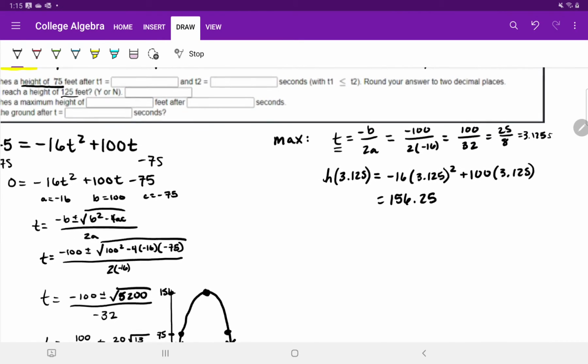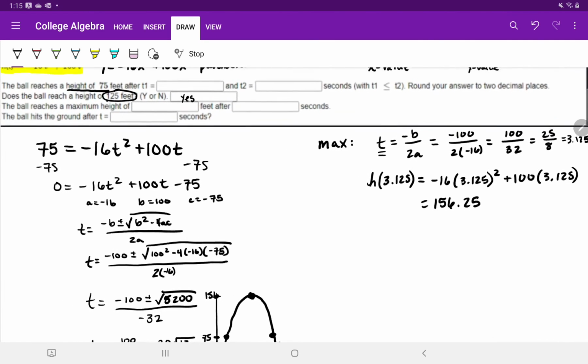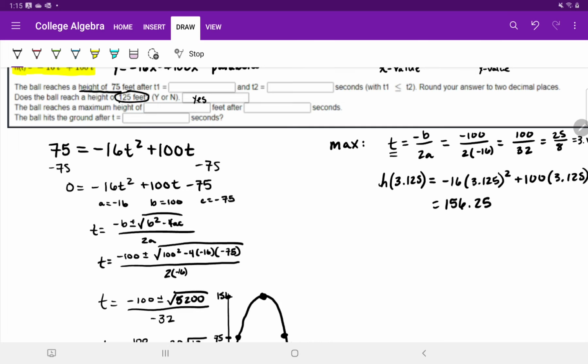So our maximum height is 156. That means that we definitely will reach a height of 125 at some point. So this is a clear yes. The next question asks us to find the maximum height and the time at which that height is achieved. Well, we just answered that question. So our maximum height is 156.25 feet, and that occurs at time 3.125 seconds. Oh, they already have seconds here.